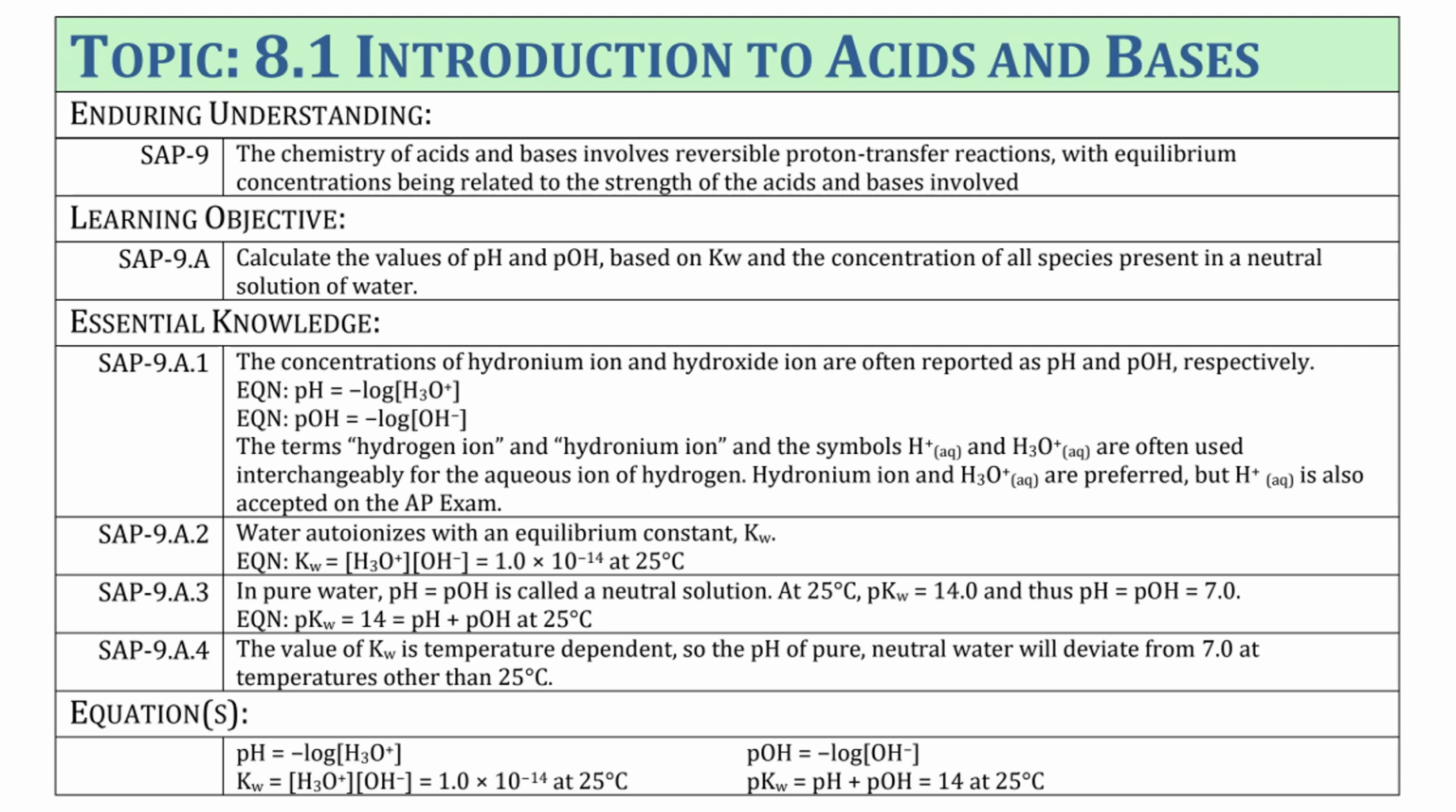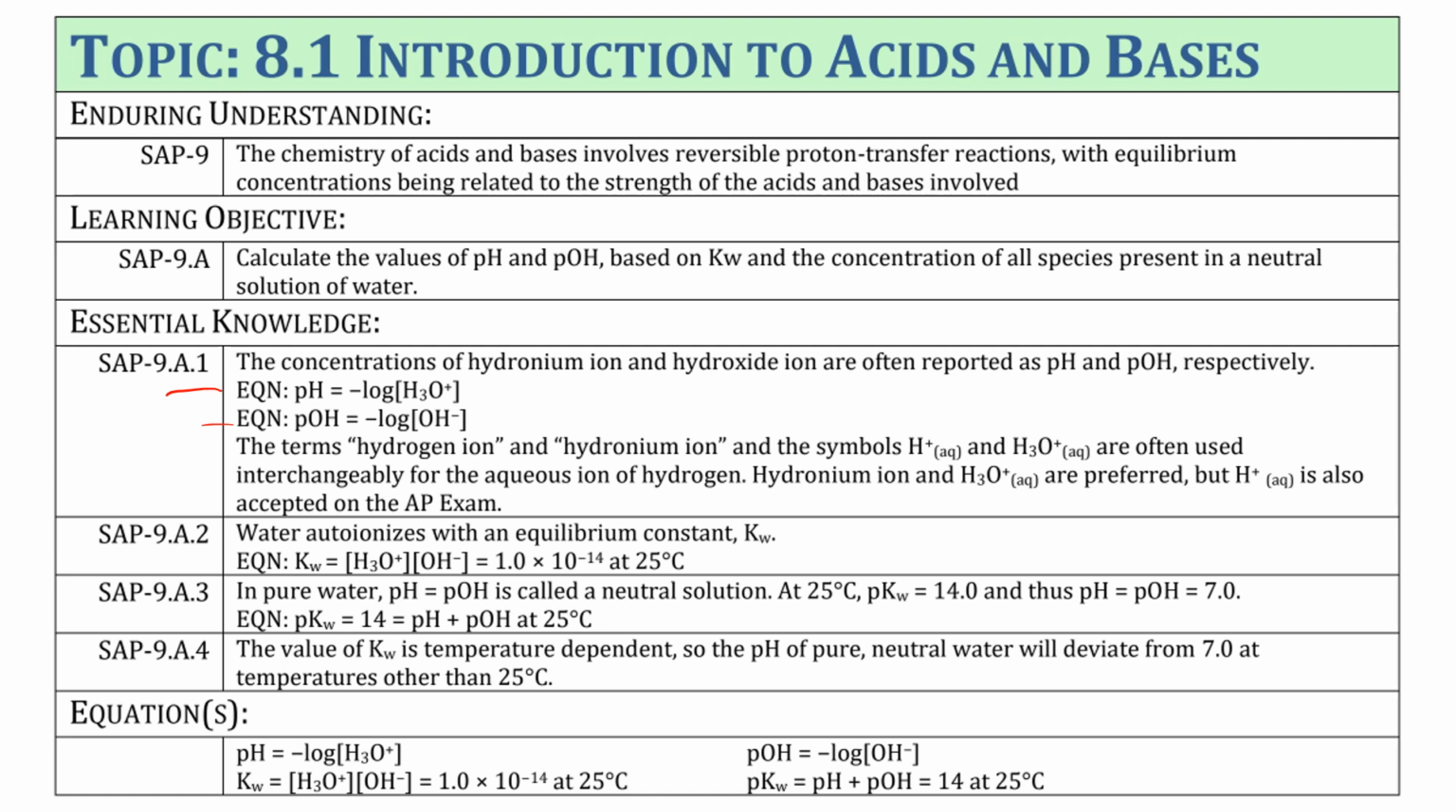So a couple of essential knowledges you need to be mindful of. So a couple of equations. So pH is negative log of the hydronium ion. pOH is negative log of a hydroxide ion. You may hear me say hydrogen or hydronium ion, and those are pretty much interchangeable. So hydrogen is H plus aqueous, and hydronium is H3O plus aqueous. It's preferred that you use hydronium and H3O plus, but they will also accept H plus.